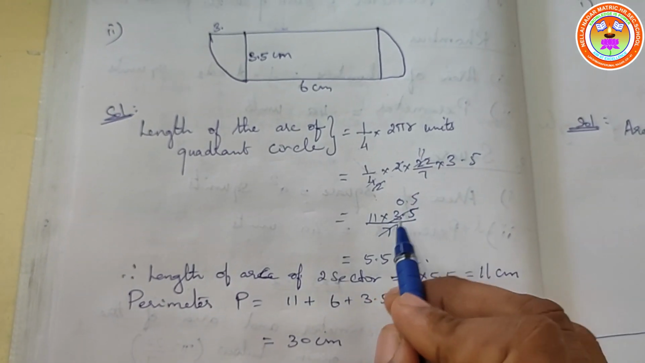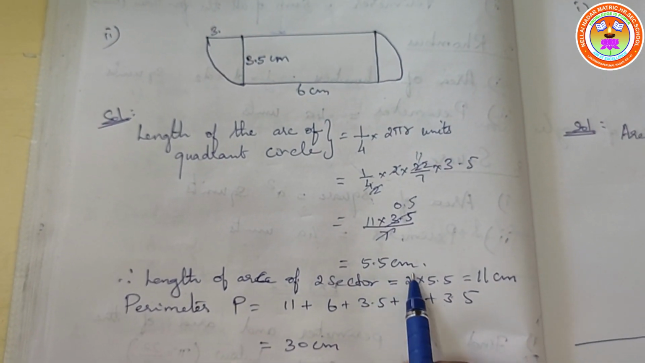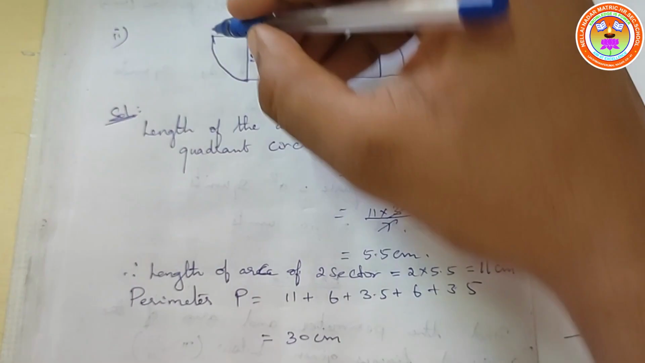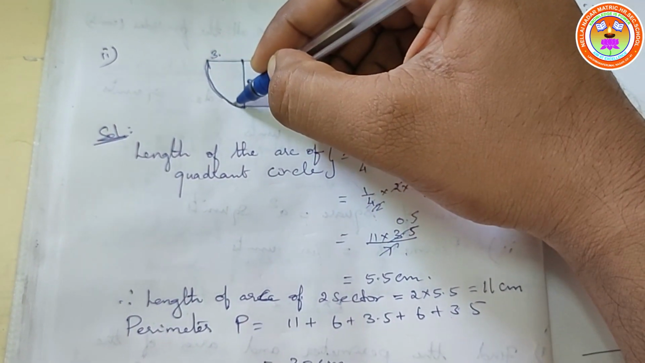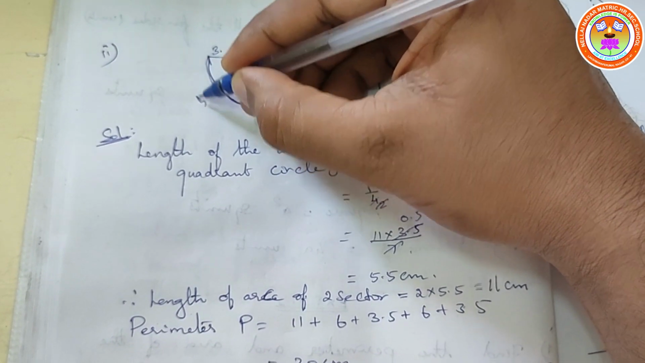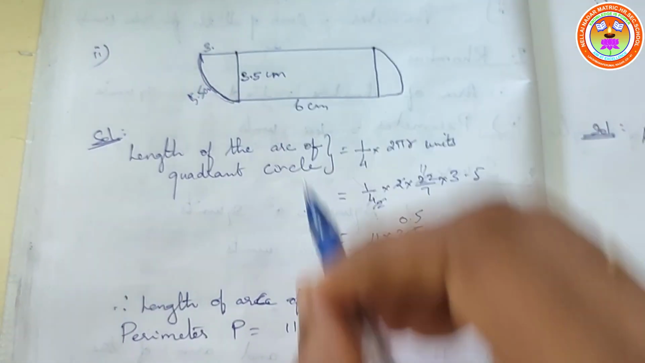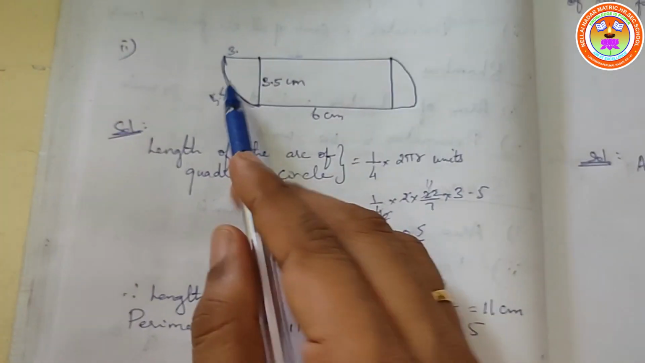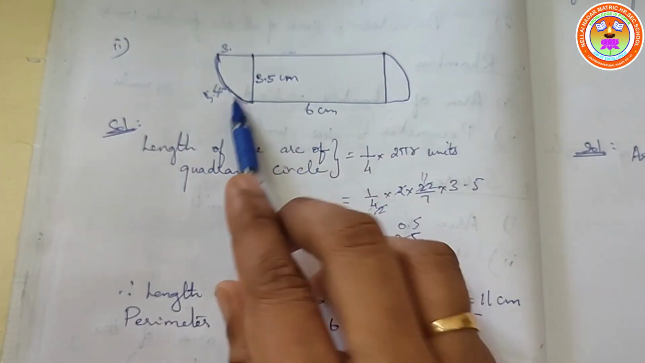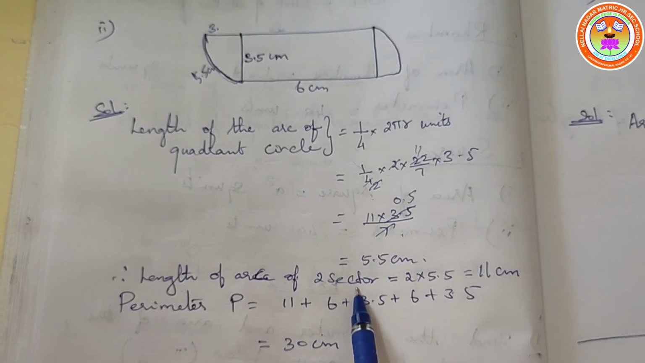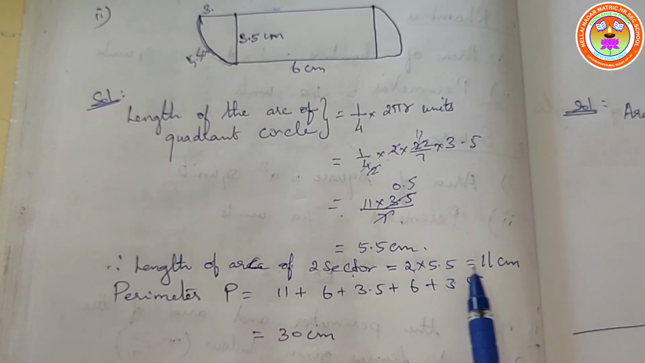So 11 into 0.5 is nothing but 5.5 centimeter. This is the length of the arc. This arc has one side of 5.5 centimeter. If you take only this length, it is 5.5. There are two such sides, one here and one here. So 2 times. Length of the arc of 2 sectors equals 2 into 5.5, which is 11.